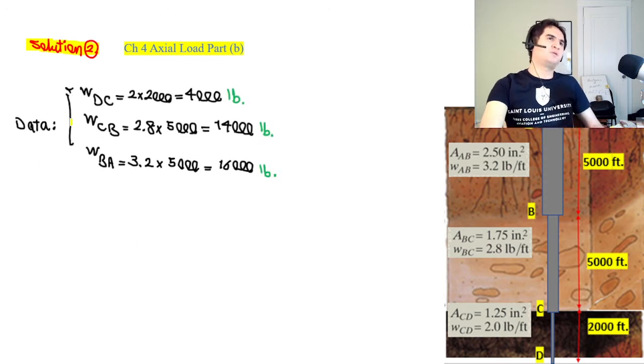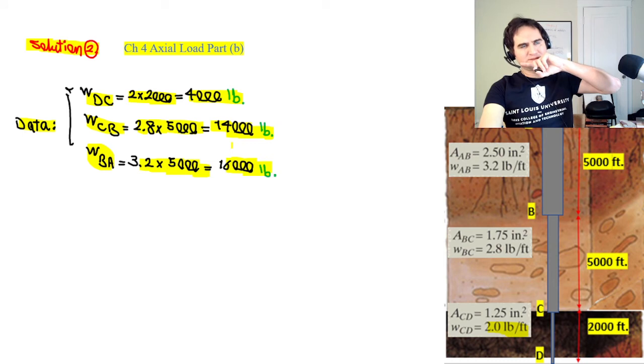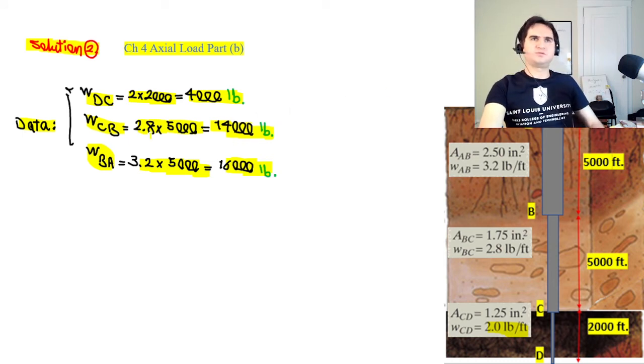From the data we know the weight of each part. The weight of CD is 2 pounds per foot times 2000 feet, which gives me 4000 pounds force. W_BC is 2.8 times 5000, so the weight of only part BC is 14,000 pounds, and the weight of BA alone is 3.2 pounds per foot times 5,000 feet, which gives me 16,000 pounds force.